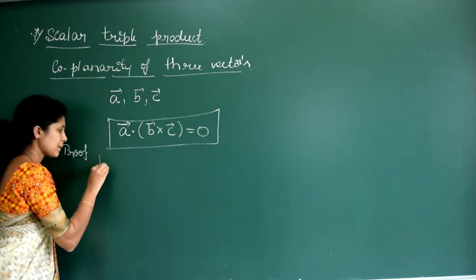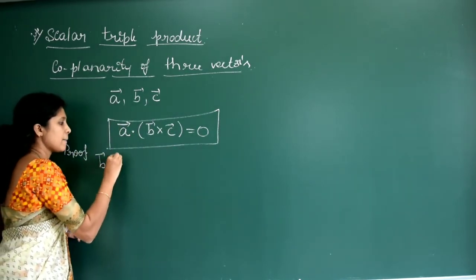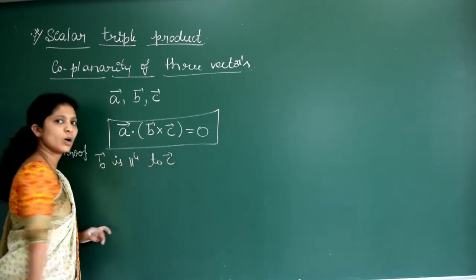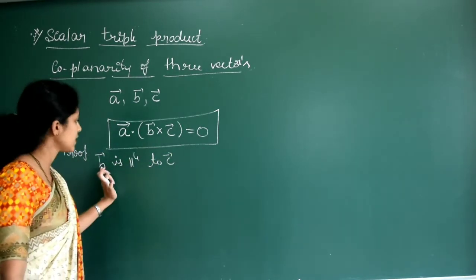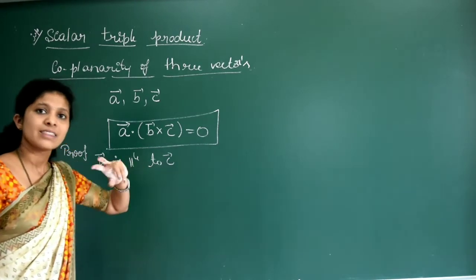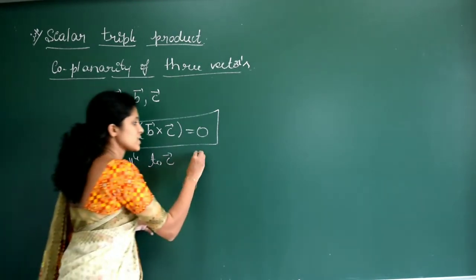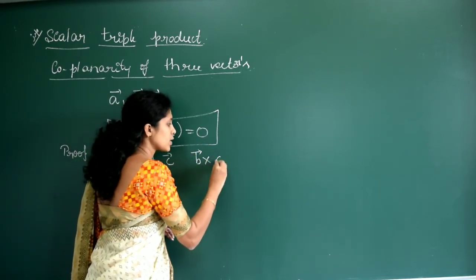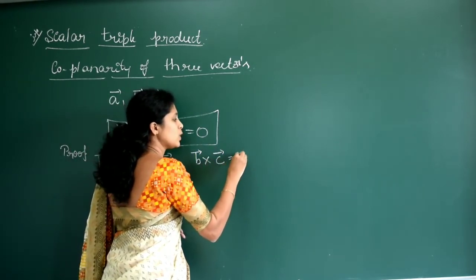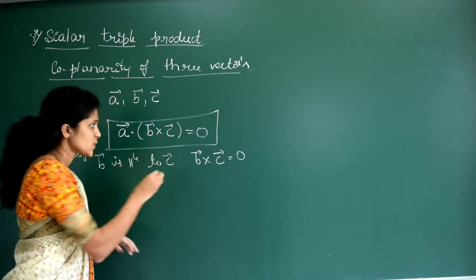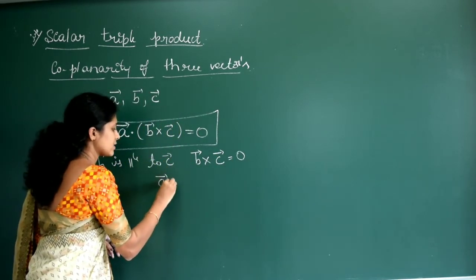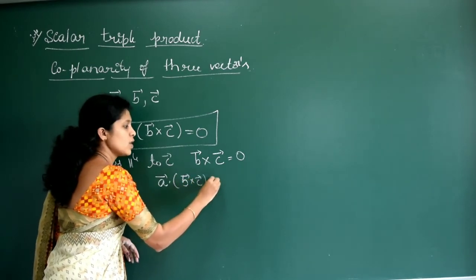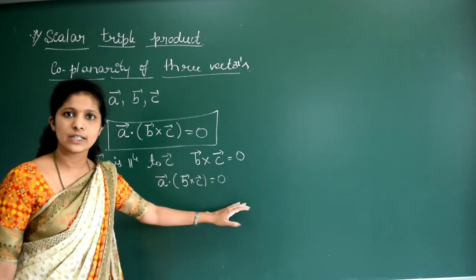Now if B vector is parallel to C vector, as I told you they are parallel or they lie on the same plane, then the angle between them will be 0. So sin 0 will be 0. So by that I can write B vector cross C vector will be equal to 0, right? So by this what we can write, A vector dot B vector cross C vector will be equal to 0. So while finding the dot product of those, we will get 0.